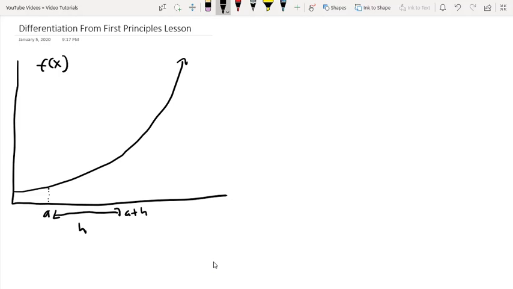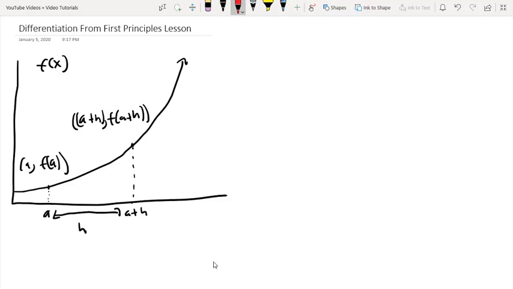Now on our function f of x, the y-coordinates for these points are going to be the following. We're going to have the coordinates A, f of A, right? And then over at A plus h, we're going to have the coordinate A plus h, f of A plus h. So this is all well. It's pretty clear that we can see that directly from our little scenario here.